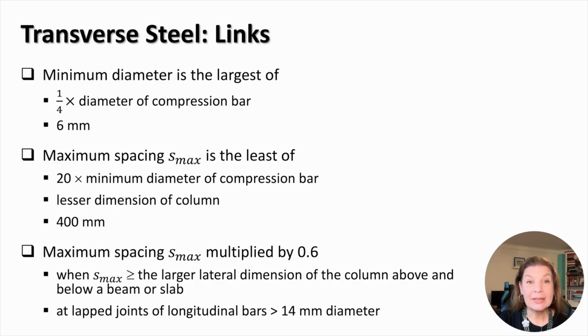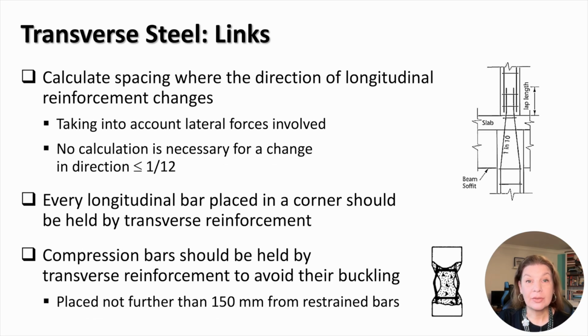The maximum spacing should be reduced using a factor of 0.6 when it is larger than the larger lateral dimension of the column above and below a beam, or slab, or at lap joints of longitudinal bars with a diameter larger than 14 millimeters. Often, the column above a beam has a smaller cross-sectional dimension than the column below the beam. The continuity of longitudinal reinforcement can be achieved in these cases by cranking reinforcement in the lower column. Where the direction of longitudinal reinforcement changes by more than 1/12, spacing of links should be calculated considering lateral forces introduced by the cranked reinforcement.